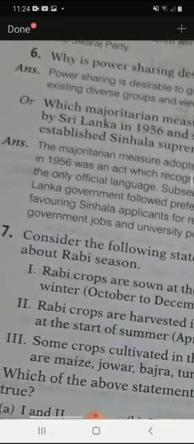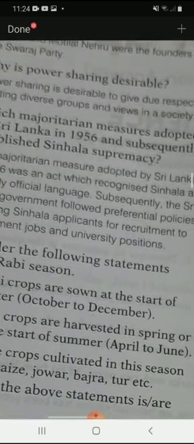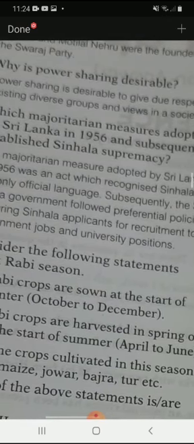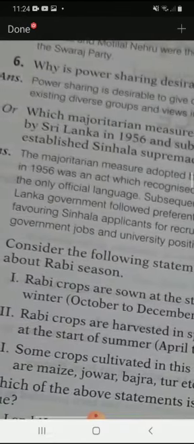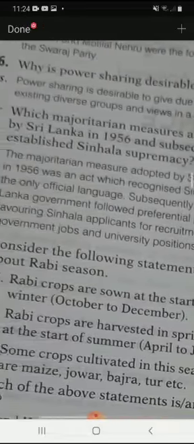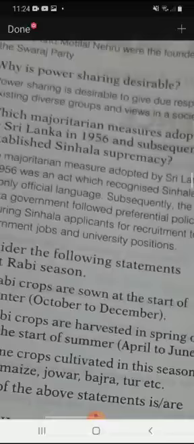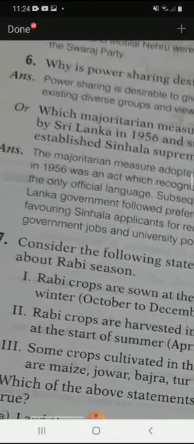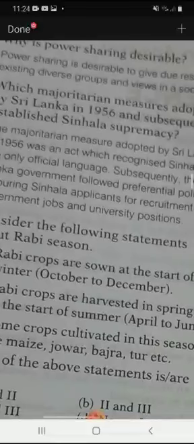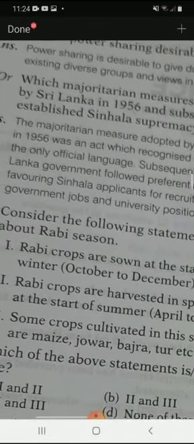Now the next question is, which majoritarian measures adopted by Sri Lanka in 1956 subsequently established Sinhala supremacy? The majoritarian measure adopted by Sri Lanka in 1956 was an act which recognized Sinhala as the only official language. Subsequently, the Sri Lankan government followed preferential policies favoring Sinhala applicants for recruitment to government jobs and university positions. You know that this is majoritarianism, in which Sinhala supremacy has been established.